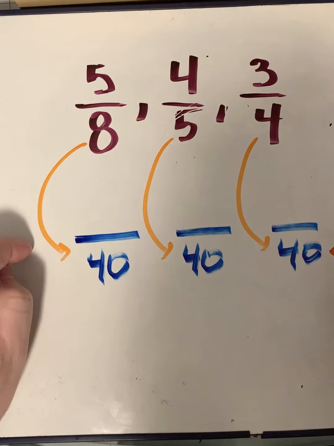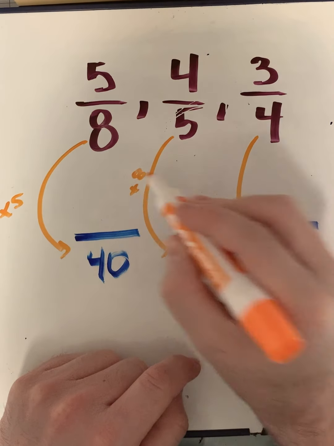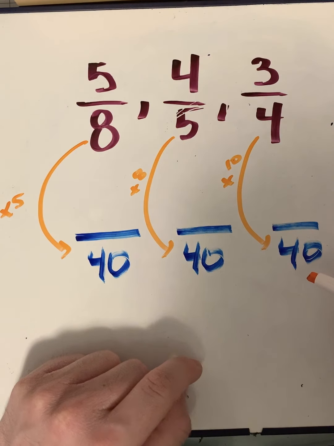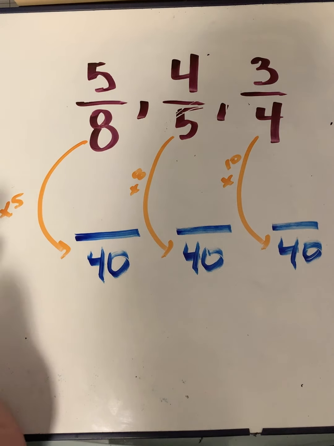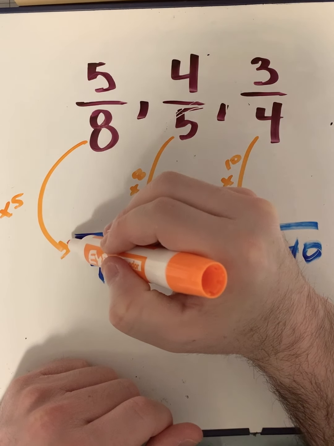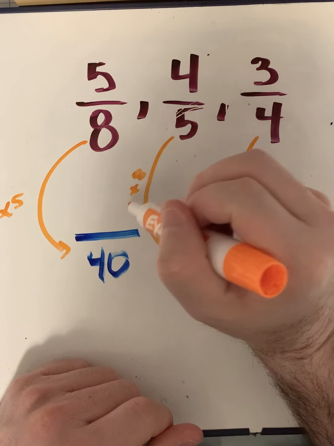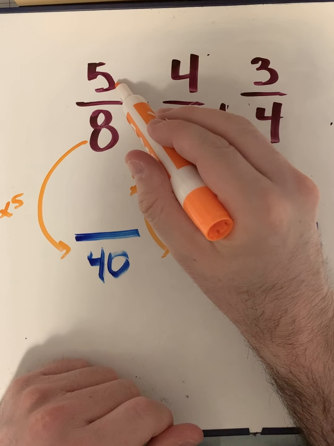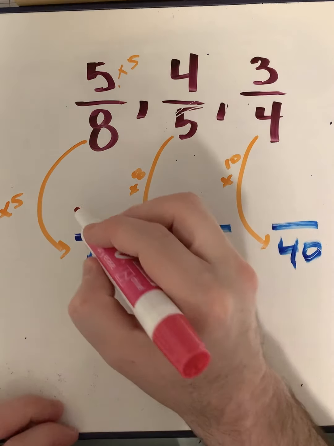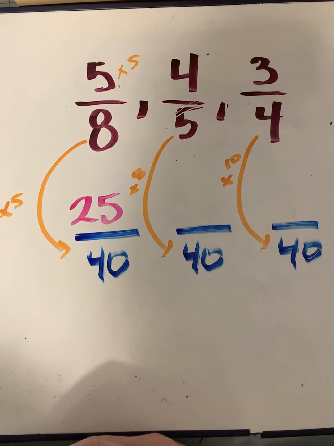So to get from 8 to 40, I multiplied by 5. To get from 5 to 40, I multiplied by 8. To get from 4 to 40, I multiplied by 10. Remember, way back, we've always said whatever you do to one end, you've got to do to the other. So if I multiplied by 5 to get to here, I've got to multiply by 5 to get to here. So I'm going to multiply 5 times 5, and I'm going to get the number 25. So 5/8 is equivalent to 25 out of 40.